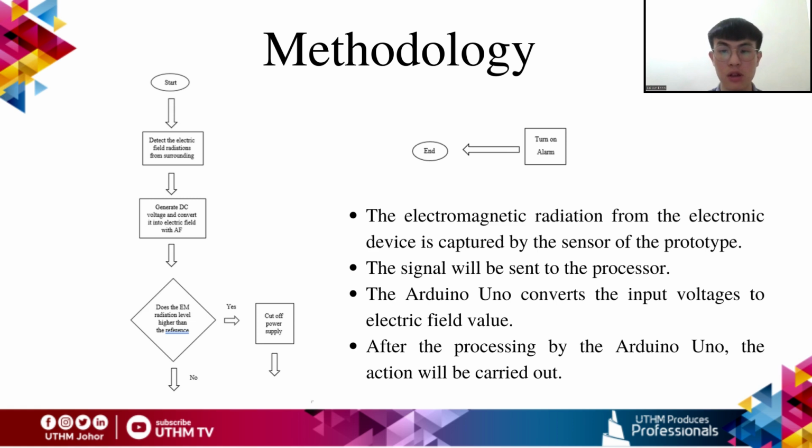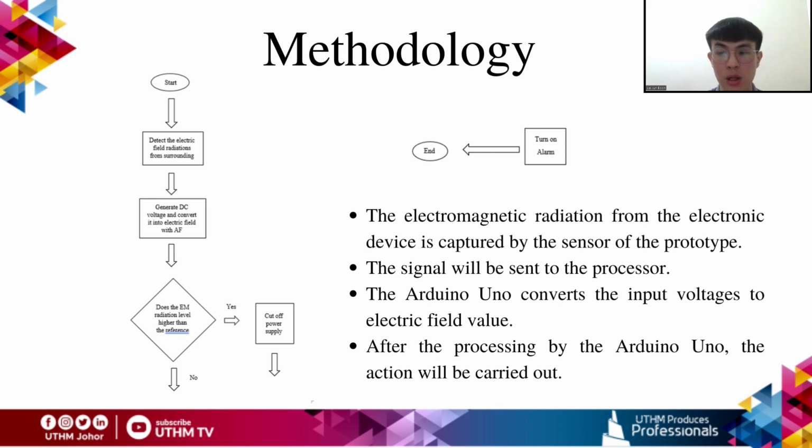The flowchart shows how the prototype works from the beginning to the end. The electromagnetic radiation from the electronic device is captured by the sensor of the prototype. The signal will be sent to the processor. The processor is then used in the Arduino Uno. The Arduino Uno converts the input voltage to an electric field value. After the processing by the Arduino Uno, the action will be carried out.